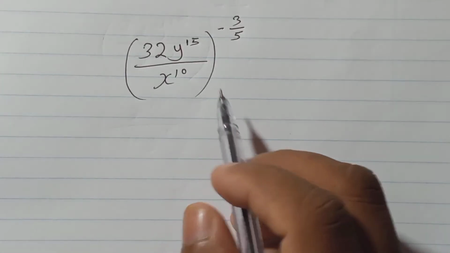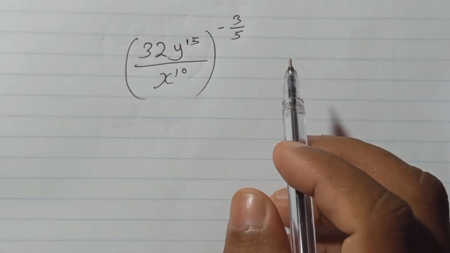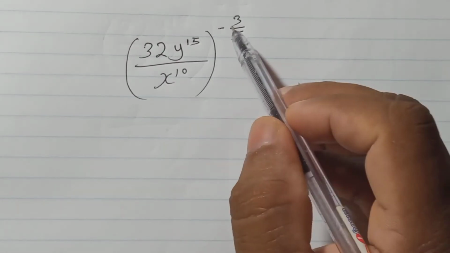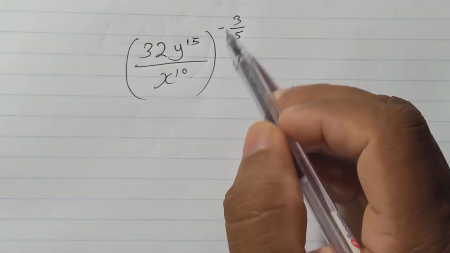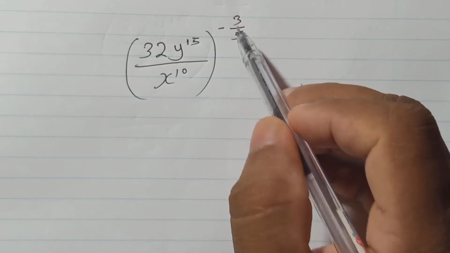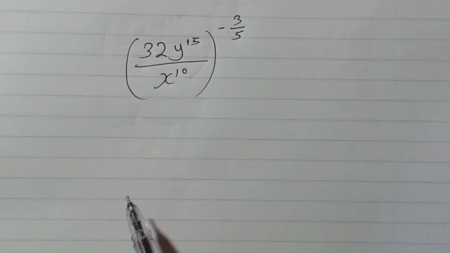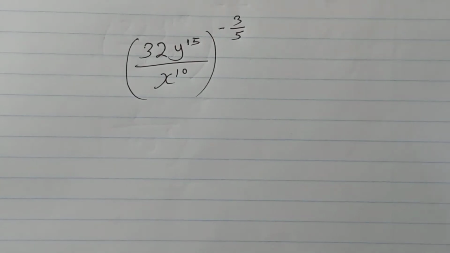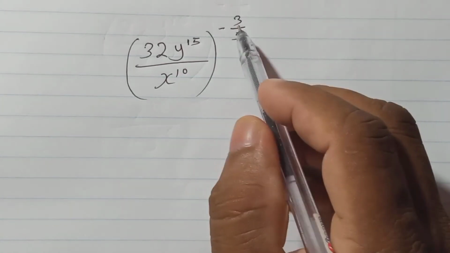Okay, here is what you need to do first of all. You can see here for this fraction they put a negative index, I mean a minus index here: minus 3 over 5. So we can use a very quick method, a trick, to make this plus.